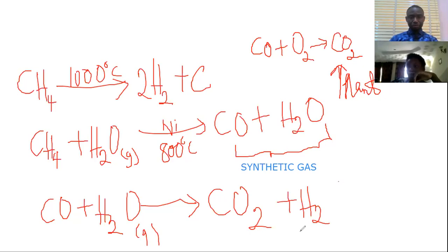Now, getting or producing hydrogen, number three, is from coal. It's from coal, C-O-A-L. Now, steam is passed over red hot coal to obtain water gas.